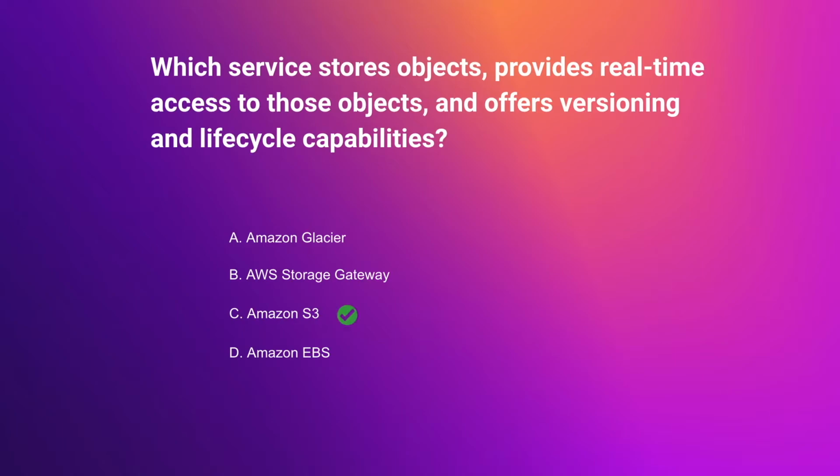And then if we move on to Amazon S3, this is exactly what we want. So Amazon S3 is storing objects. S3 can provide real-time access to those objects. So you can query your S3 bucket as many times as you want. There's not going to be a delay. There's only going to be a delay of a few milliseconds or a couple of hundred milliseconds.